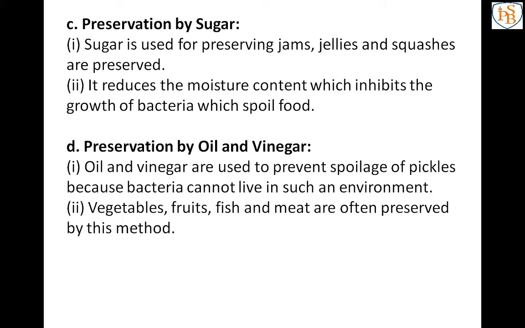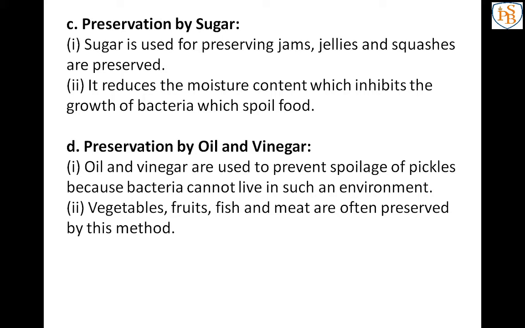Because moisture is present in the food, and sugar reduces the moisture content, which inhibits or stops the growth of bacteria. Meaning they are making a barricade between the bacteria and the food. That process is known as the sweetening process, where we use sugar to preserve food. First one is salting, next one is the sweetening process.